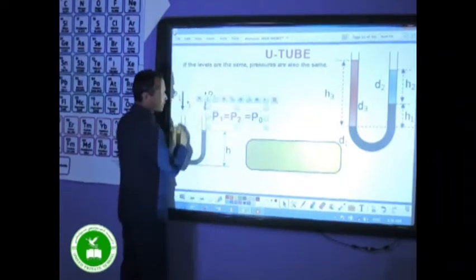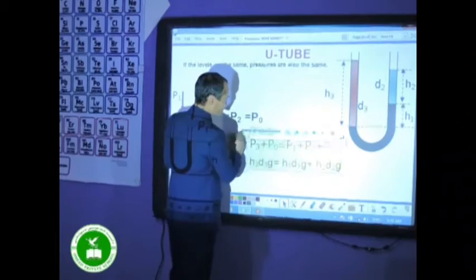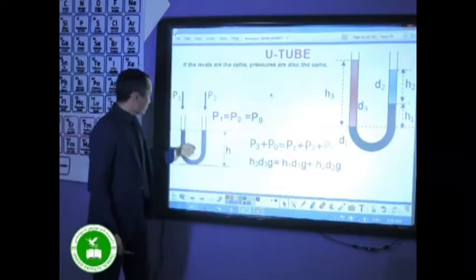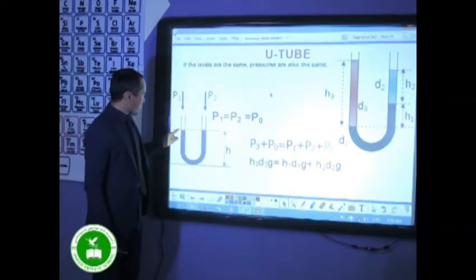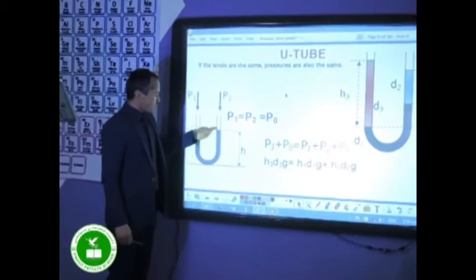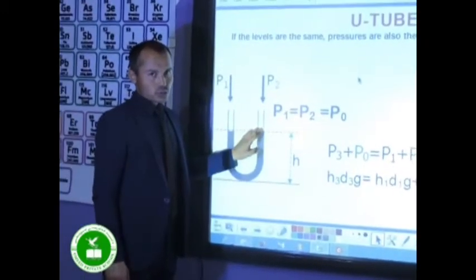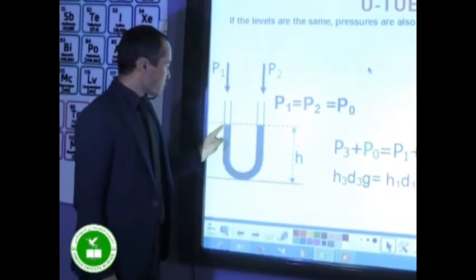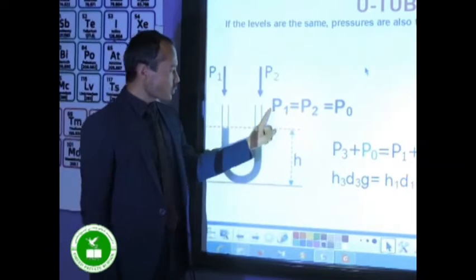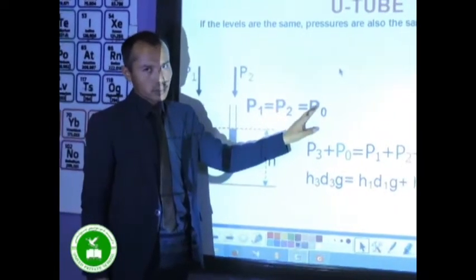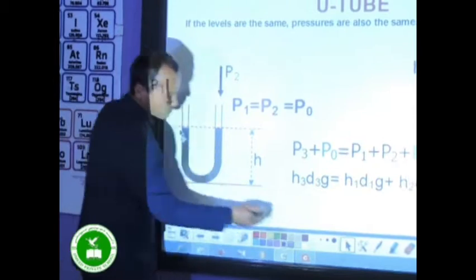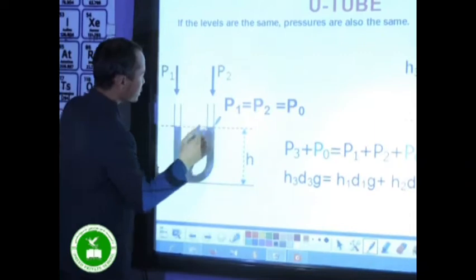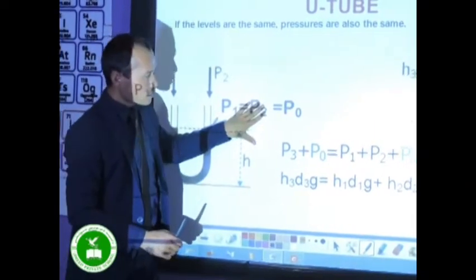Now let's see how we calculate the pressure of trapped gases. These are the examples. Here, both ends of the U-tube are open to air. It means air can apply pressure here. Now, pressure at this point and pressure at this point, they are equal. P1 is equal to P2, equal to air pressure.